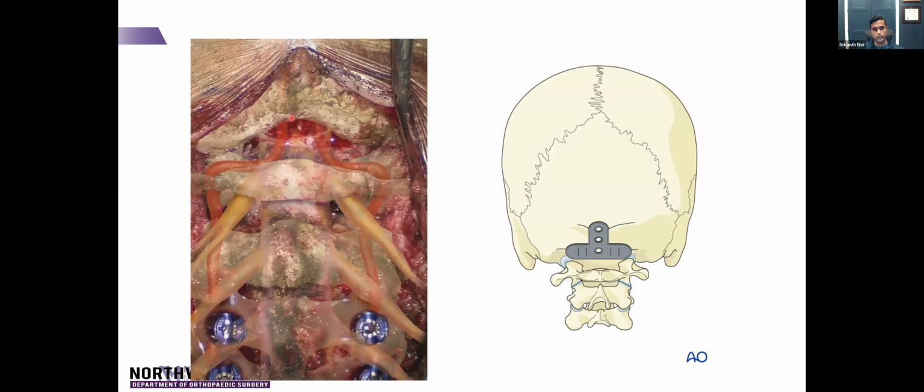When you do full exposure, you need to expose the occiput at least enough to put your plate. We'll go through the rest of this exposure, but basically you do the rest of your posterior cervical exposure as well, taking care not to injure the vertebral artery at C1. You place your plate in that landing zone I mentioned.